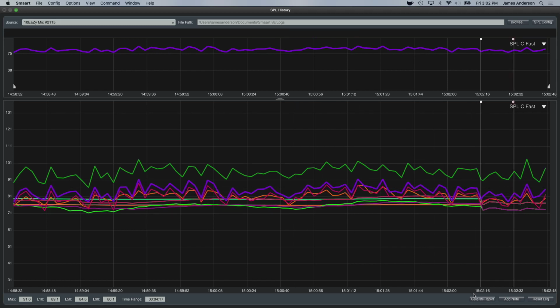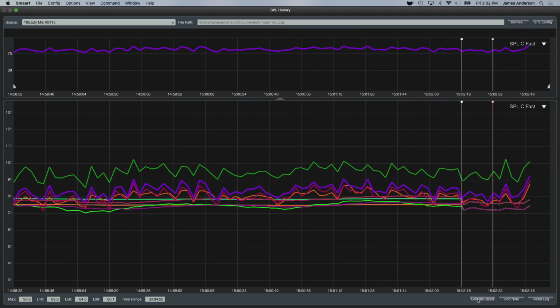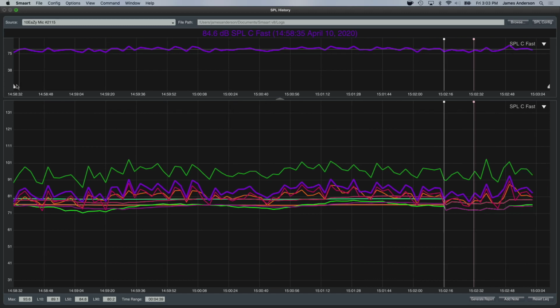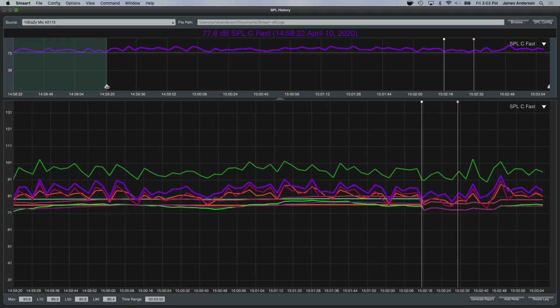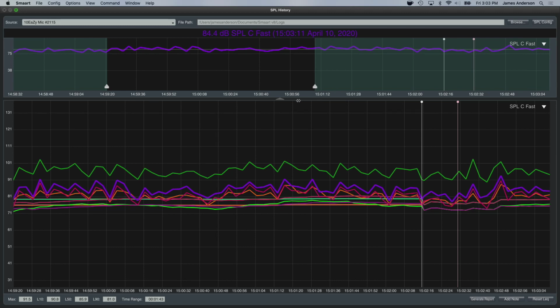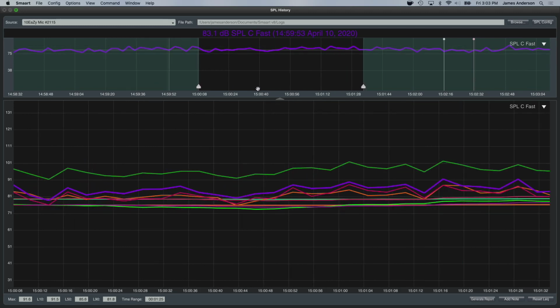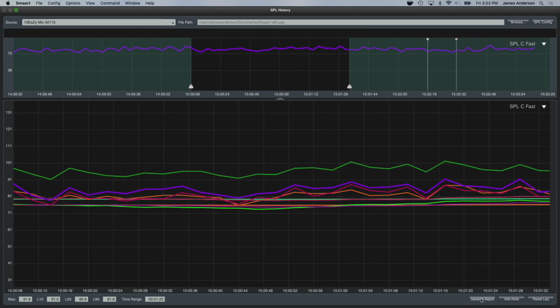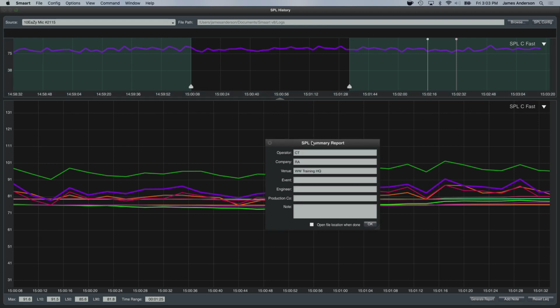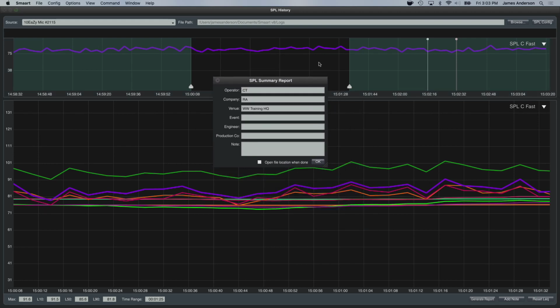And then generate report. This is a really cool function here. If you've been monitoring SPL, logging SPL for an entire festival, for example, for a whole day, and you want to create a report for specific performances within that day, you can do that by zooming in on a band, right? So say the Rolling Stones performed in this time slot, and if I generate my report, it's going to generate the report just for that time slot.